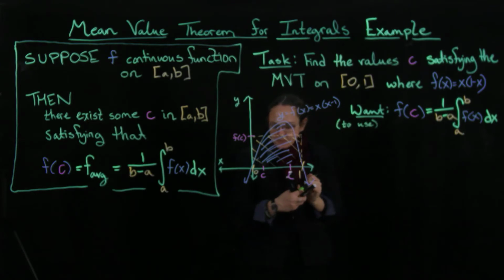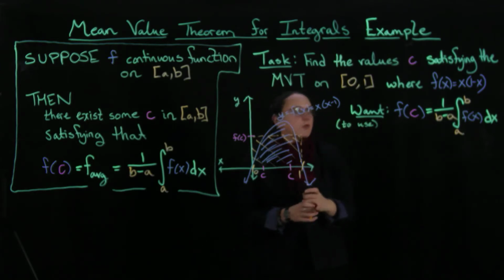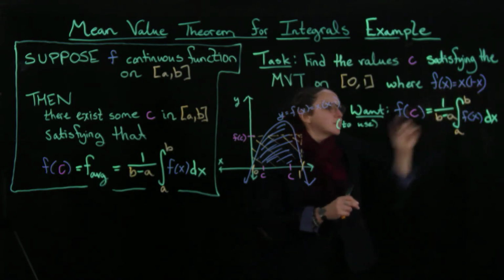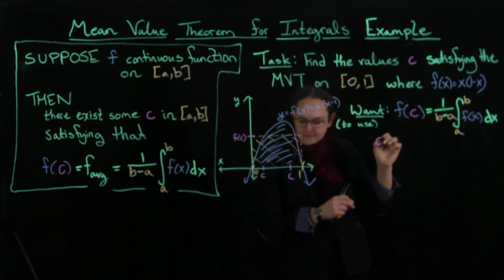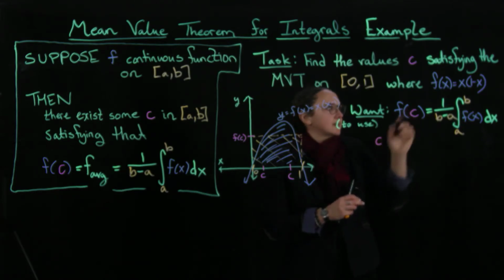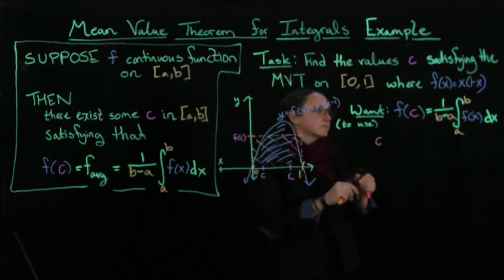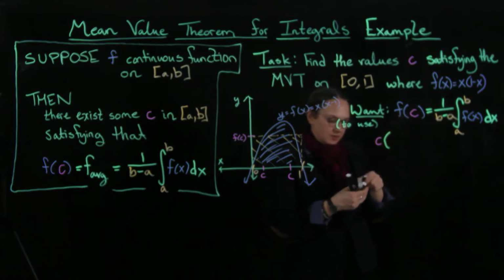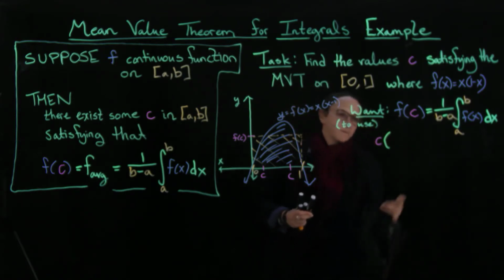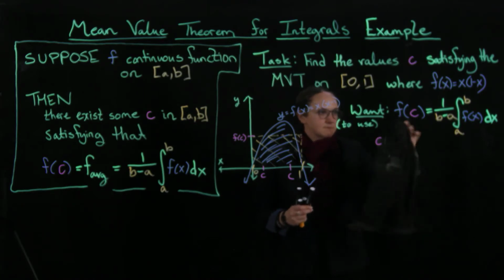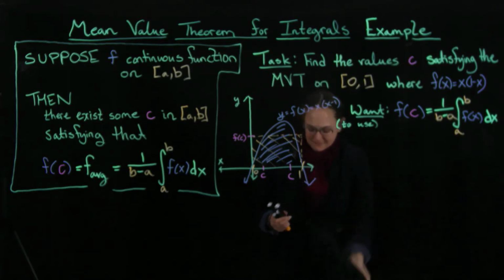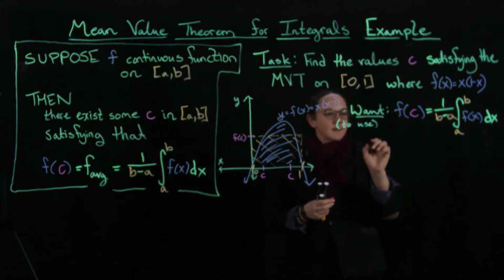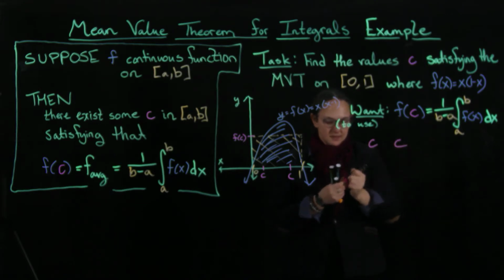Okay, so now we just plug everything in here. What happens when I plug c into there? I'm going to get c times 1 minus c, because this is how this function works. Okay, so we have c, and then there's going to be a c here, and we're just using this function here.